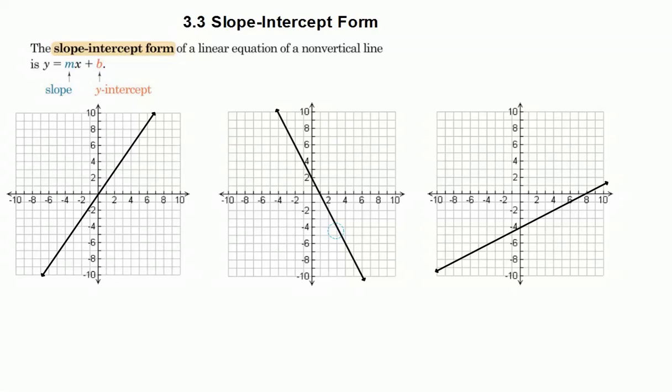Alright, good afternoon guys. We're going to go ahead and start on 3.3 slope-intercept form. Slope-intercept form, you should know this very well. It should be y equals mx plus b. As a review, m is going to be our slope. B is going to be our y-intercept.